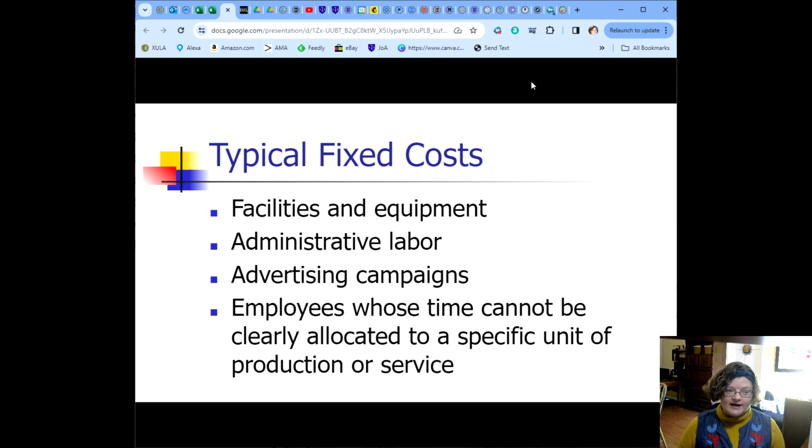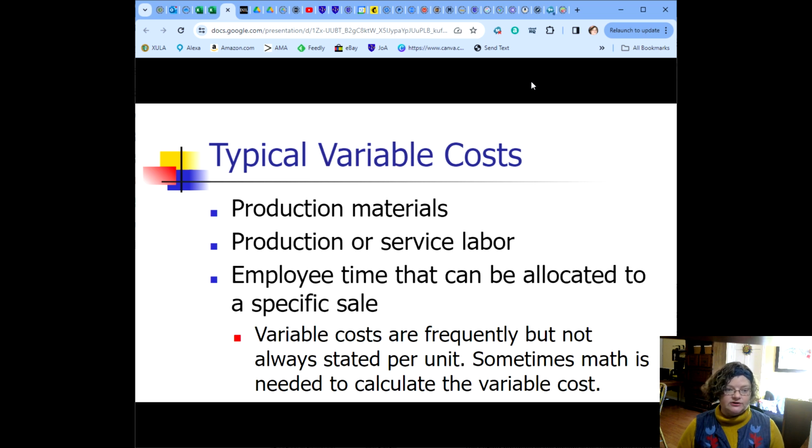So typical fixed costs include facilities, equipment, administrative labor, or salaries. They might do some things for a specific product, but mostly they're doing overhead stuff for the business as a whole. Advertising campaigns, and anybody whose time cannot be clearly allocated to a specific unit of production or service. Variable costs include your production materials, your production labor, or your service labor if you're providing a service like a haircut or an oil change. And any time you have employee time that can be allocated to a specific sale, and if you did not make that sale, you would not need that employee's time.